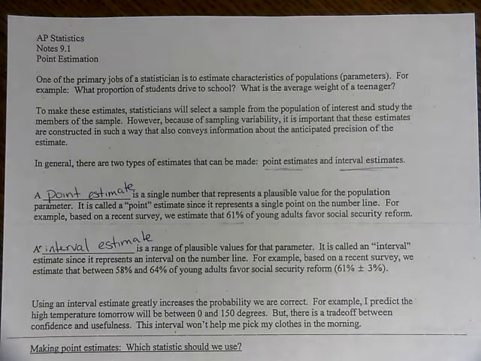Using an interval estimate greatly increases the probability we're right. For example, if I predict the high temperature tomorrow will be between 0 and 150 degrees, that's usually correct, right? But obviously there's a trade-off between confidence and usefulness. This interval won't help me pick my clothing tomorrow morning.